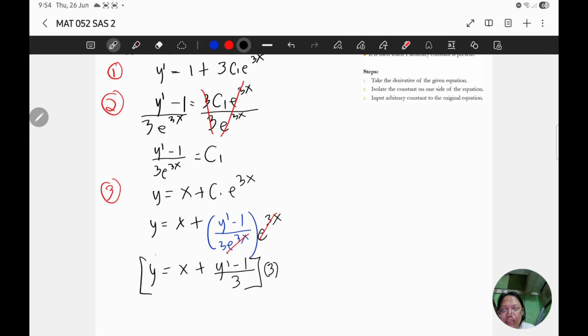Then distribute: 3 times y is 3y equals 3 times x is 3x. Then 3 times y prime minus 1 all over 3. 3 is cancelled out, so only y prime minus 1. Then you arrange your answer.